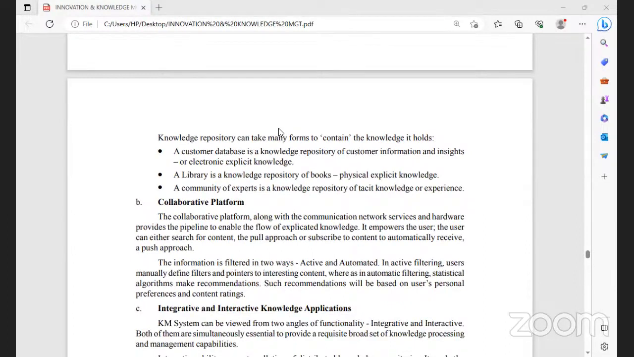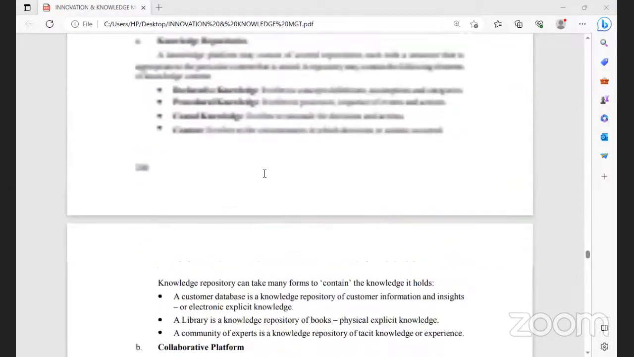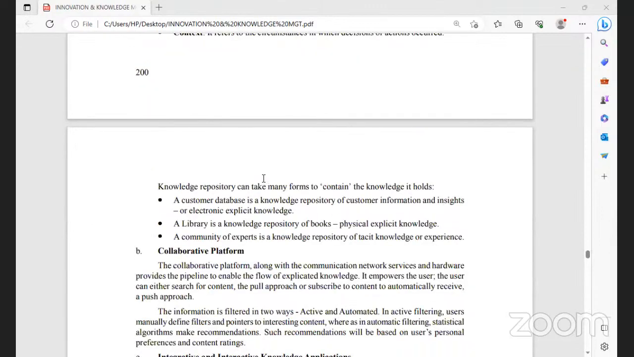A customer database, a knowledge repository of customer information and insights, is electronic explicit knowledge. A library is a knowledge repository of books, physical explicit knowledge. A community of experts is a knowledge repository of tacit knowledge or experience. Means it consists of declarative, procedural, and causal knowledge and context relating to knowledge repositories.